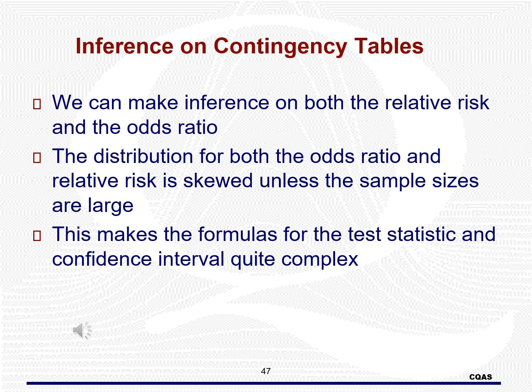Since both the odds ratio and the relative risk are based on sample data, they are both considered estimates. We will need the ability to make inference on both of these quantities. Unfortunately, the distribution for both of these is skewed unless the sample size is large. This will make things a bit more complicated, but not impossible.